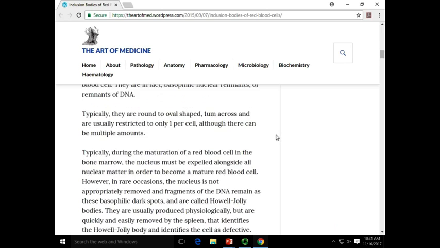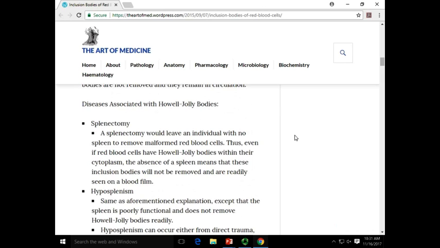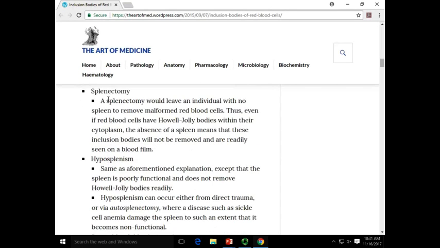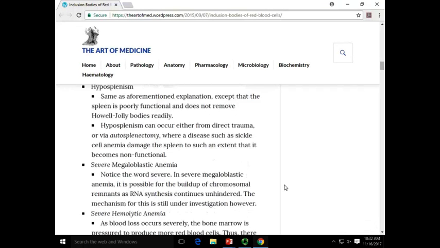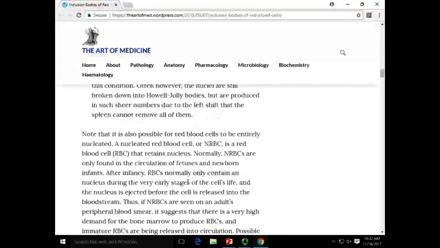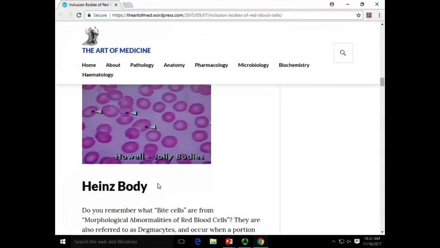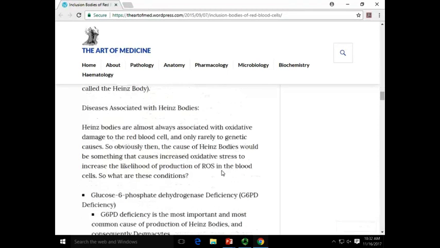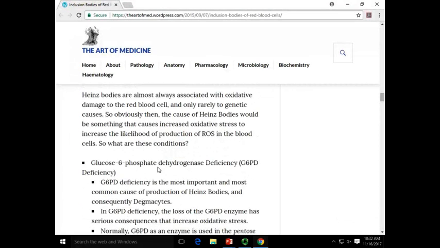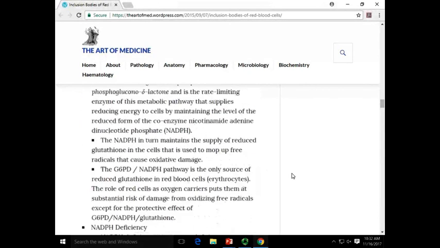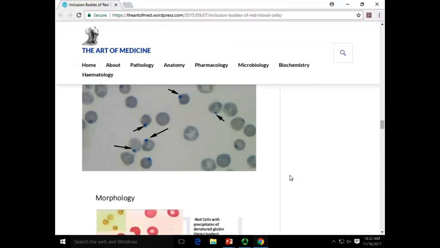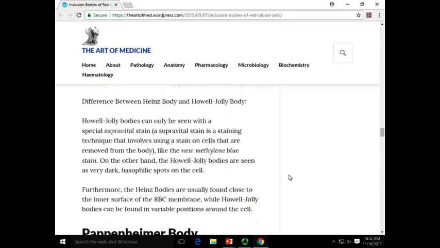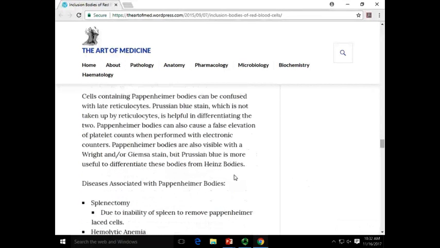So not here, but in medicine, you probably are going to have some of these. For example, people with splenectomy tend to have some inclusions. Hemolytic anemia. There you have the images of what these Howell-Jolly bodies, Heinz bodies are, the explanation, what diseases. For example, glucose 6-phosphate dehydrogenase that we are going to cover. Different conditions. And there you have the Heinz bodies, how they look in the blood smear, how to differentiate them. Pappenheimer bodies, different things.